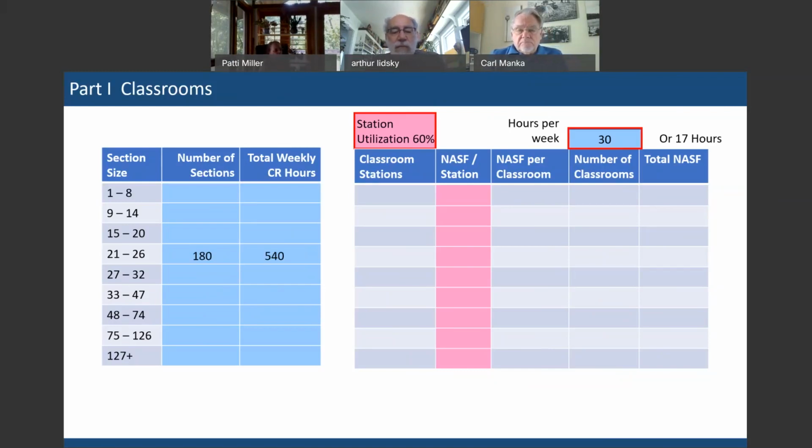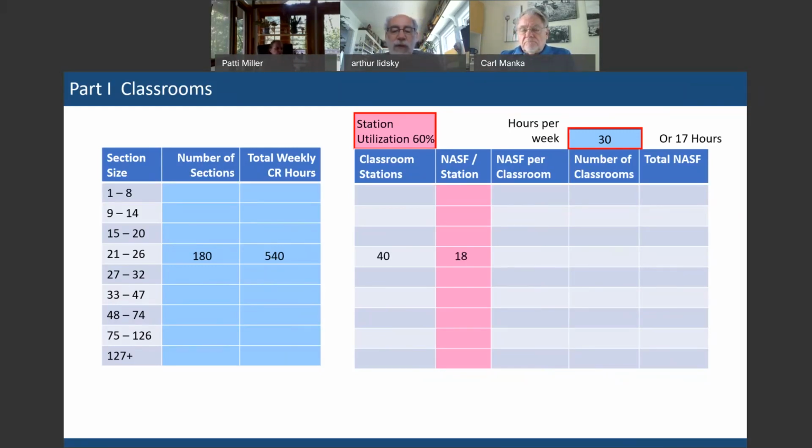So I just made up some numbers looking at 21 to 26 students in a room. There were 180 sections that had 21 to 26 students in a room, and the total number of hours were 540 hours. The rest of this happens automatically in the spreadsheet. If we have 21 to 26 students in a room at 60% seat fill, then you need a classroom of 40 seats.